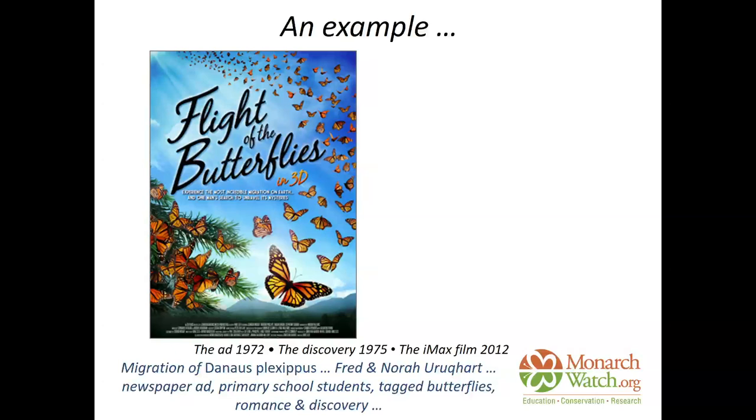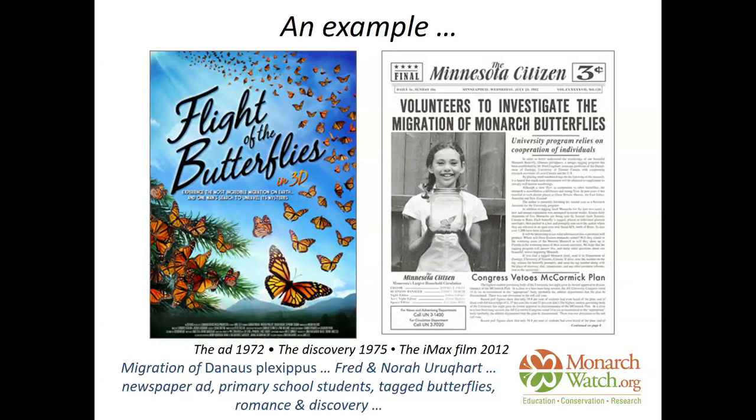And I brought it here because it started with a small newspaper advert in the early 1970s by a well-known Canadian entomologist, Fred, and his wife. The story really starts when a traveling salesman in Mexico recalled that he had seen this advert and noticed monarch butterflies hitting his car, basically. And from this story, they were able to piece together the scientific basis for the migration of the monarch butterflies.